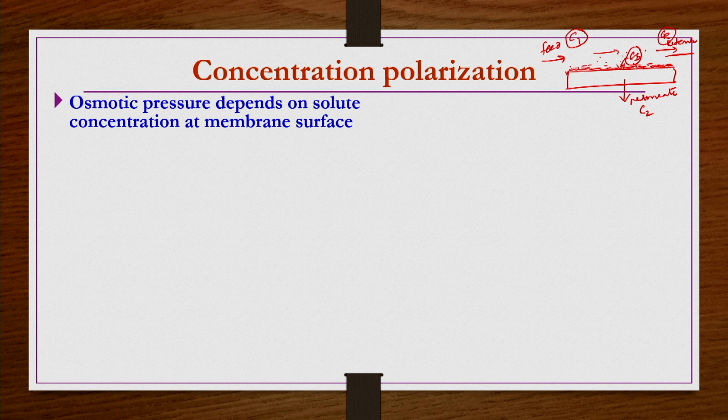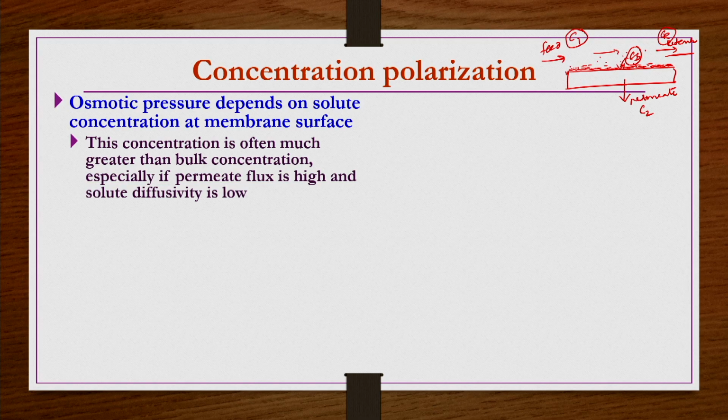So even for dilute solutions, you cannot avoid considering the osmotic pressure, because the osmotic pressure is based on the surface concentration Cs, which is going to be much higher than the feed solute concentration C1. This concentration is often much greater than the bulk concentration C1, especially if the permeate flux is high and the solute diffusivity is low. And then the concentration just inside the pores, let us assume, is Cm. Pictorially, we are going to represent it.